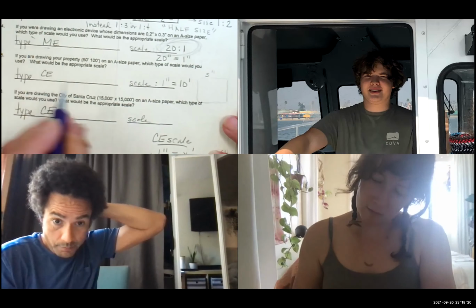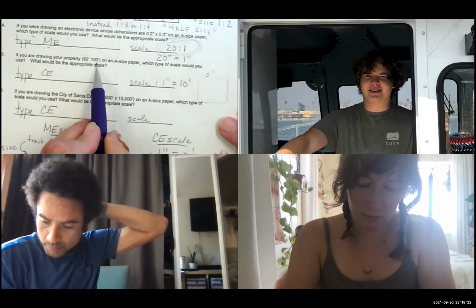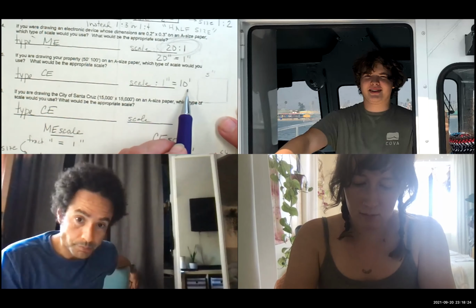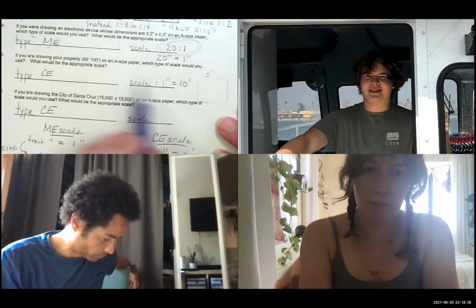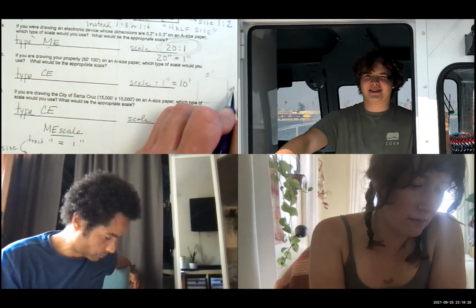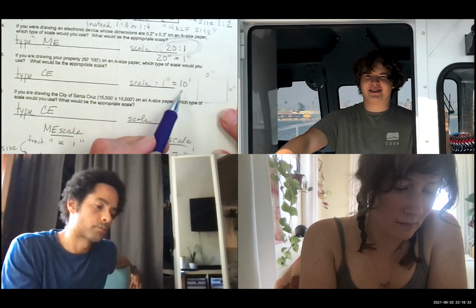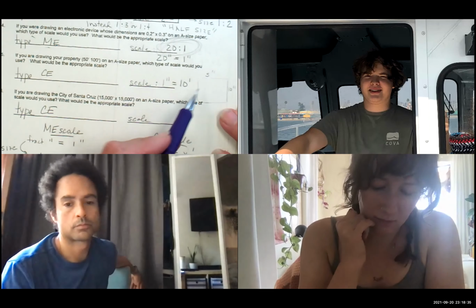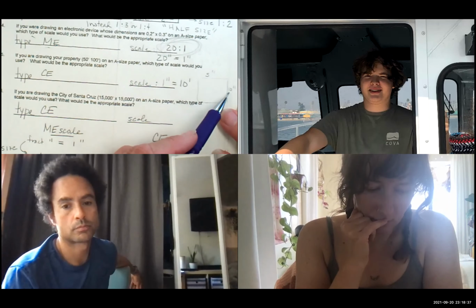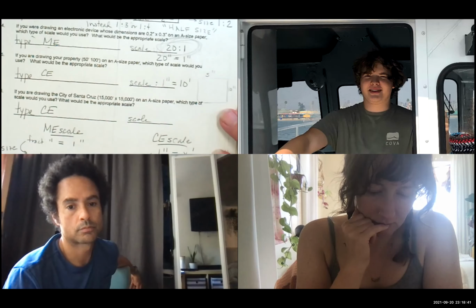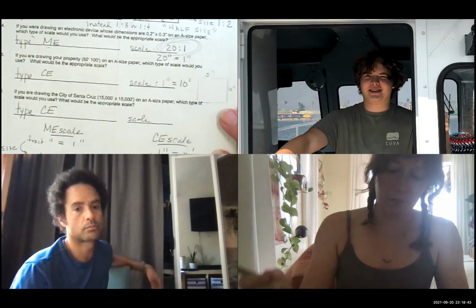So the property is 50 feet by 100 feet. Let's try 1 inch is equal to 10 feet. It would mean that it would be about 5 inches by 10 inches. That's probably pretty good. It might be that we need to raise it a little bit, because 10 inches is not going to give me any room for a border and dimensioning.